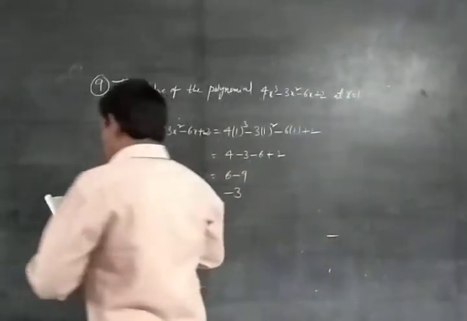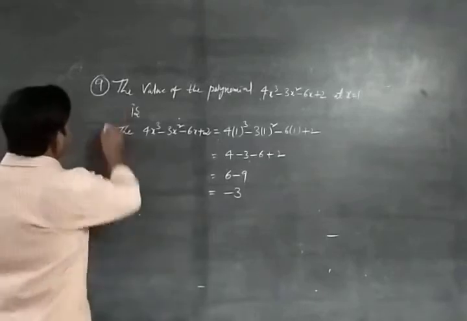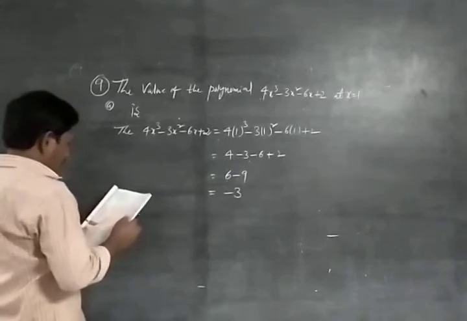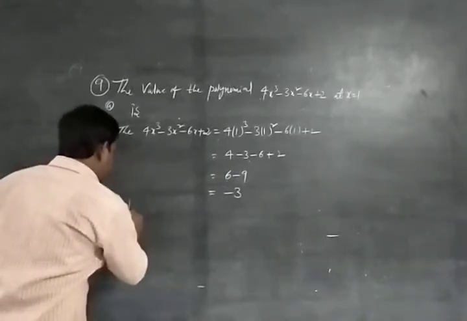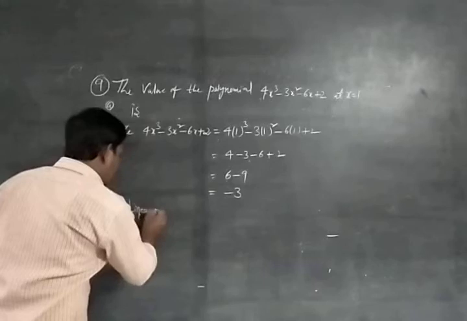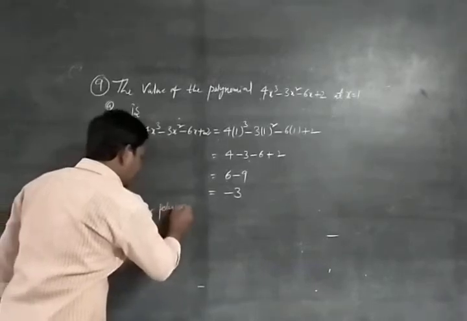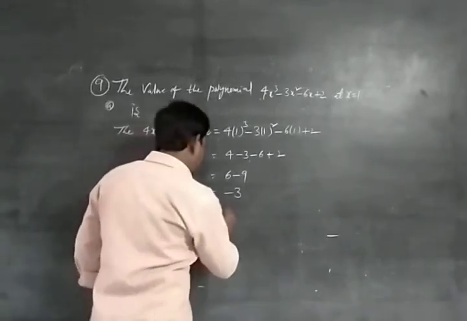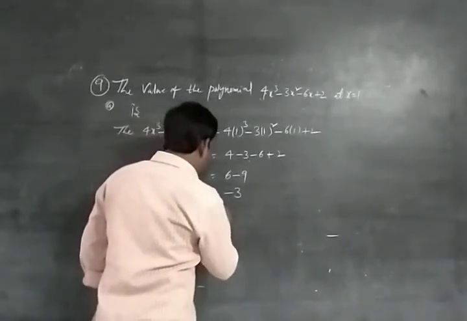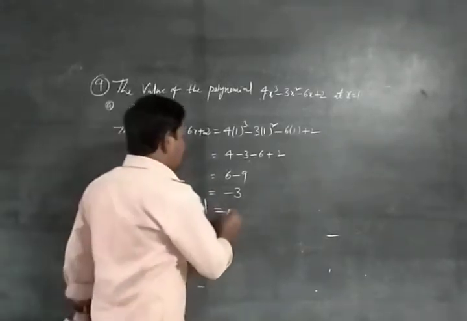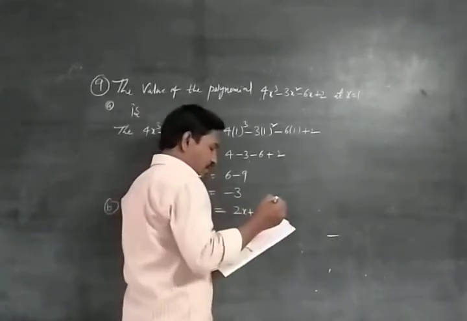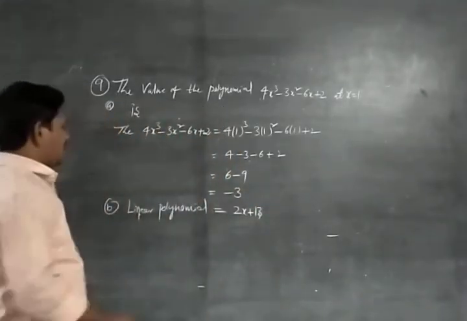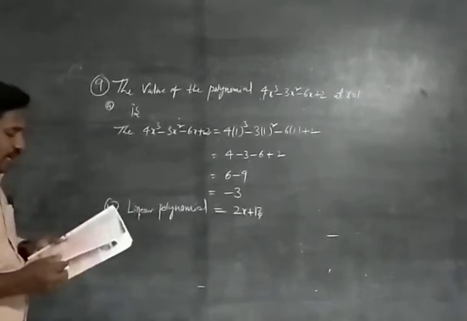Okay, next problem. The linear polynomial, this is A. B. The linear polynomial is, what is the linear polynomial? 2x plus 13. 2x plus 13 is the linear polynomial.